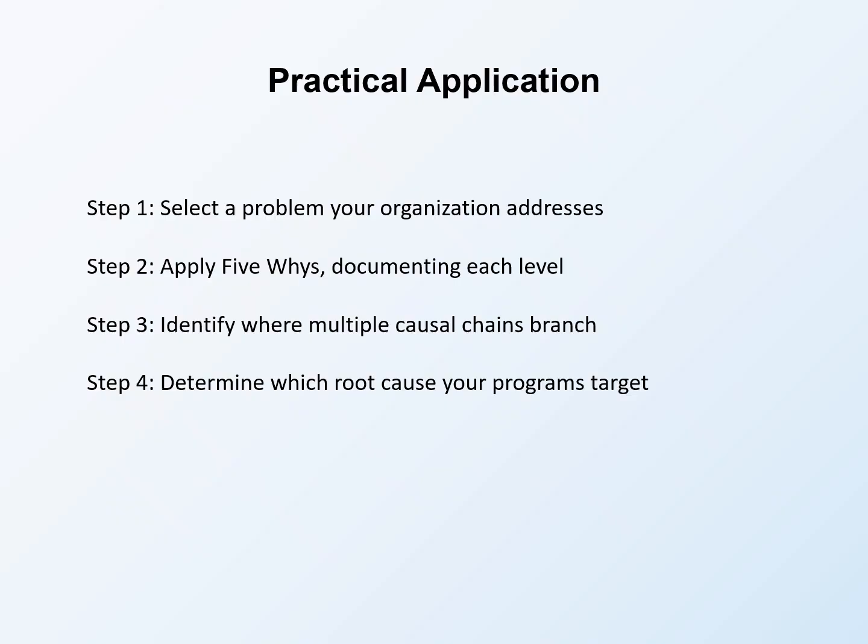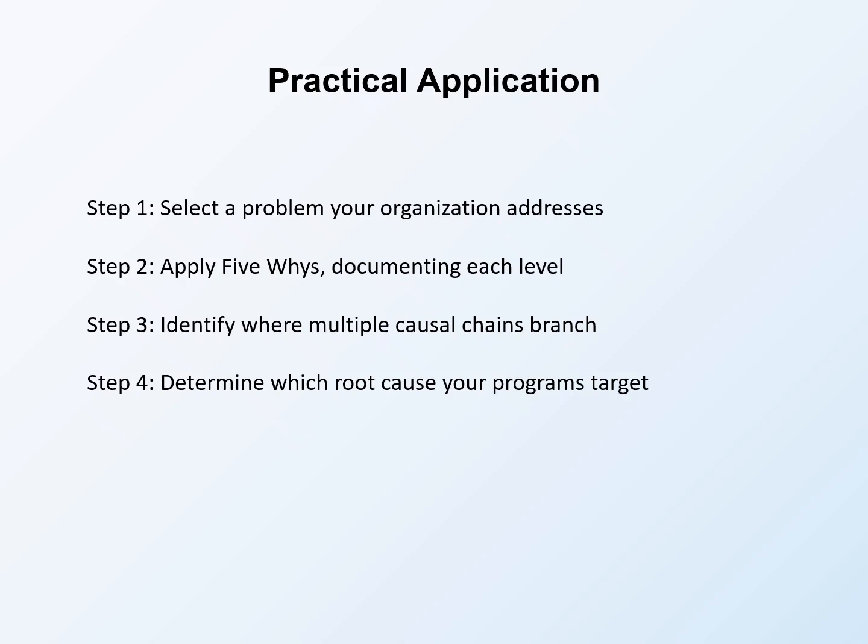Here is a practical exercise to apply what you have learned. Step 1. Select a problem your organization addresses. Choose something central to your mission where you have good knowledge of the issue. Step 2. Apply the 5 whys technique, documenting each level in writing. Start with your problem statement and ask why at least 5 times, recording each answer. Do not stop at surface explanations.